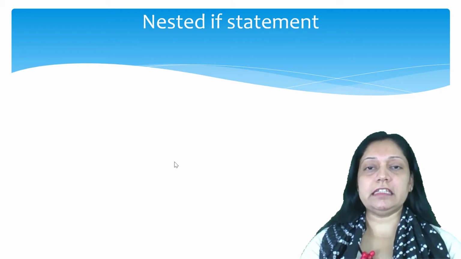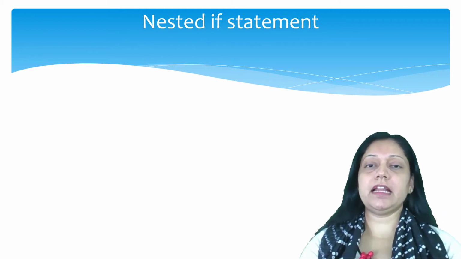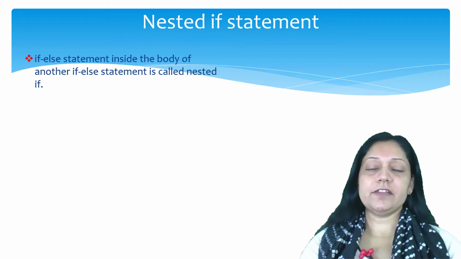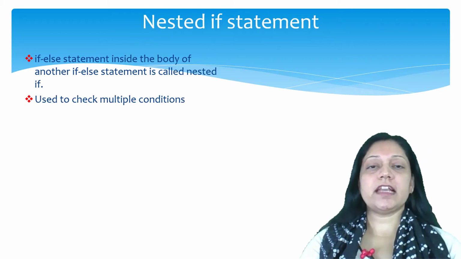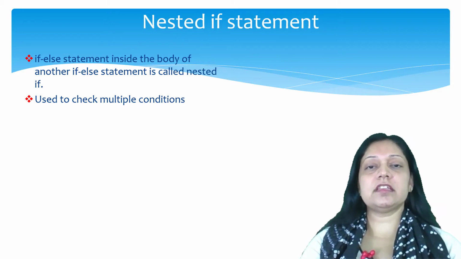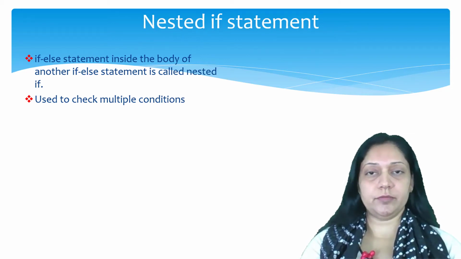Today we are going to see the third type of if statement, that is the nested if statement. A nested if statement means an if statement within the body of another if statement. It is basically used for checking multiple conditions. If you want to check more than one condition, then you can go for a nested if statement.